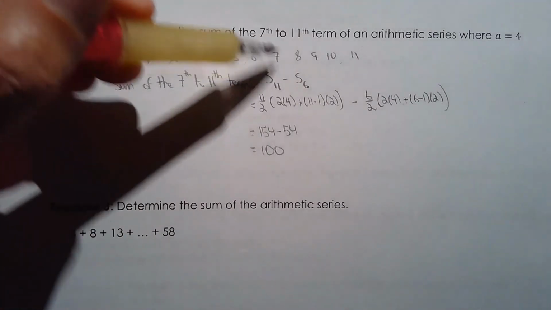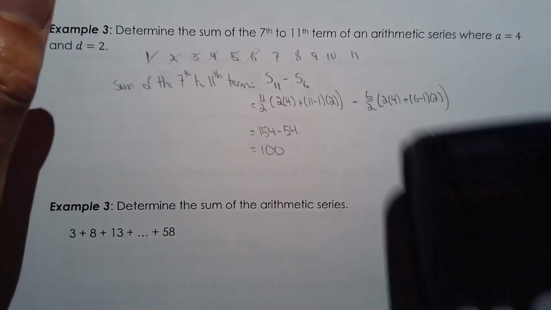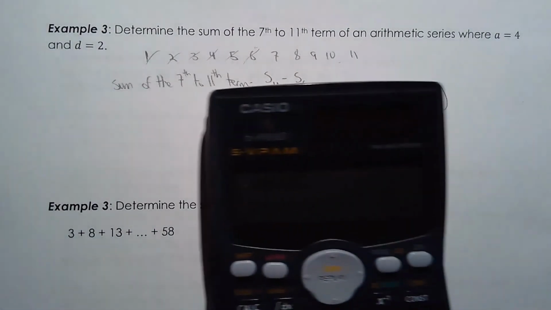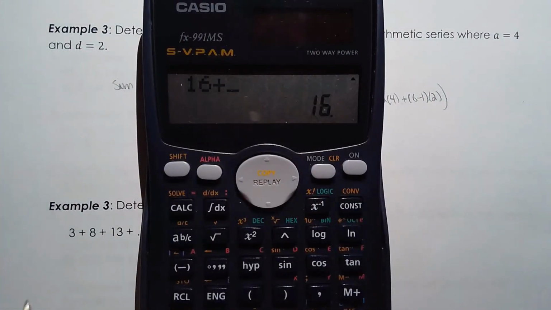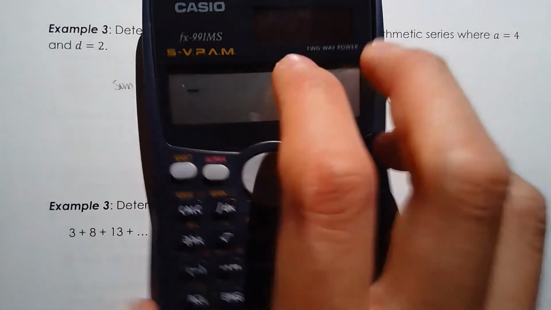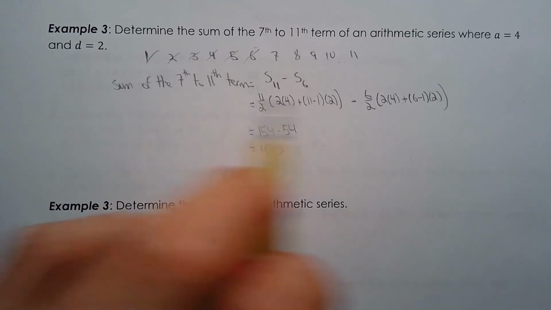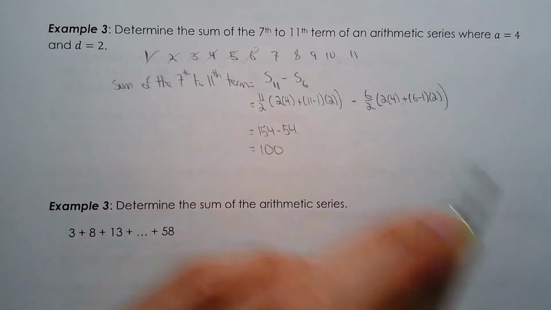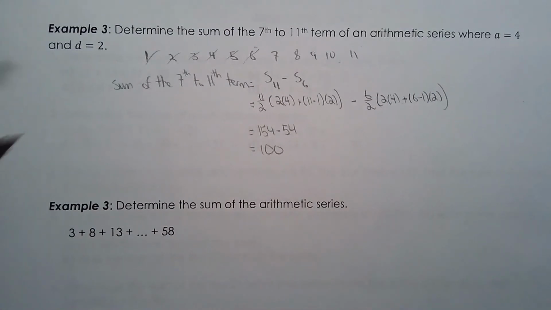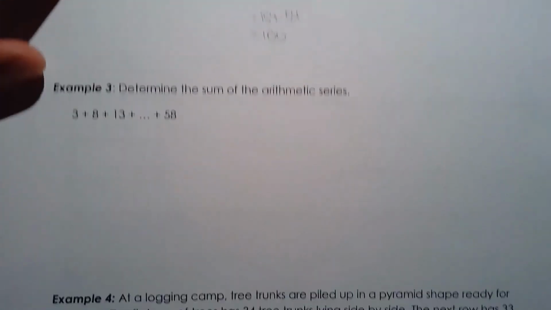So this is 16. Let's check. 16 plus 18 plus 20 plus 22 plus 24 is 100. Perfect. I'm feeling great. Because you have a calculator on the test, you can easily check. It's a little tedious. Let's say the 7th term to the 1000th term, that's a lot more work, but if it's just 7 to 11, I think I can do that on the calculator.